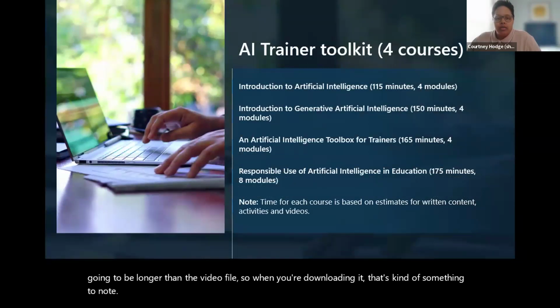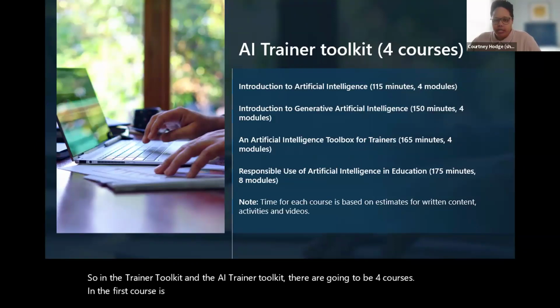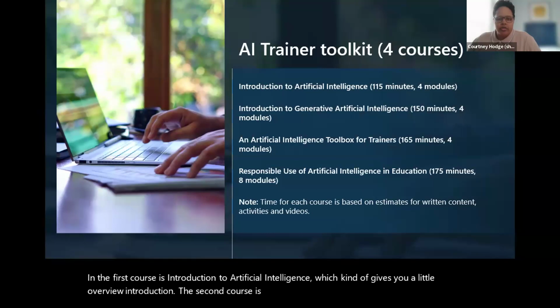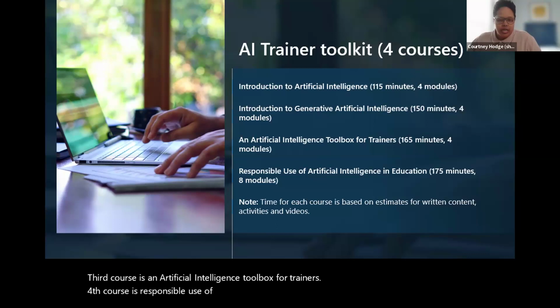So in the AI trainer toolkit, there are going to be 4 courses. The first course is Introduction to Artificial Intelligence, which gives you a little overview. The second course is Introduction to Generative Artificial Intelligence. Third course is an artificial intelligence toolbox for trainers. Fourth course is responsible use of artificial intelligence in education.